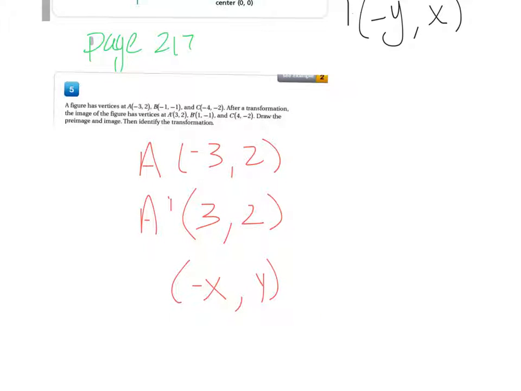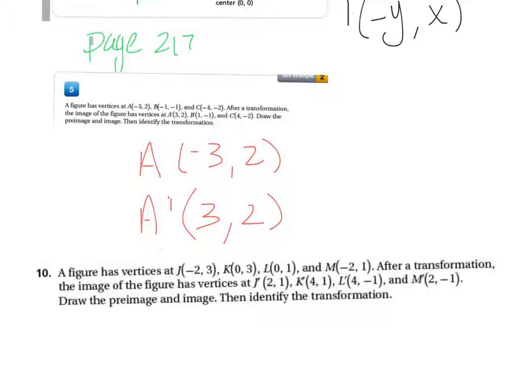You just want to be sure that pattern continues. So if you look at point B to B prime, the y remains the same as -1, and the x went from -1 to +1. It changed sign, so the pattern continues, and so therefore it really is the reflection across the y. I'd like you to try number 10. Pause the video, try it, and then hit continue to see the answer.